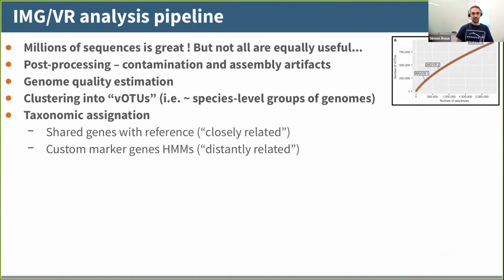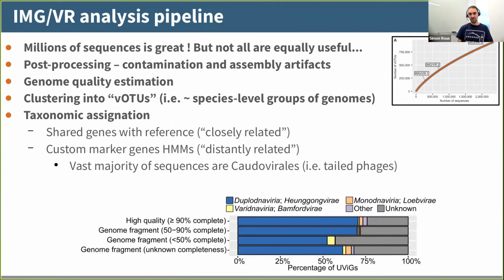Okay, next two things we do are taxonomic assignation and host prediction. So taxonomic assignation is done, unfortunately, again, using somewhat of a custom framework. We use shared genes with references when our contigs are very closely related to a known isolate, or we use marker genes, HMMs, this time from the VOG DB. The bottom line is we can't really do a proper, very detailed and refined taxonomic assignation at this scale yet. I don't think we have the tool.